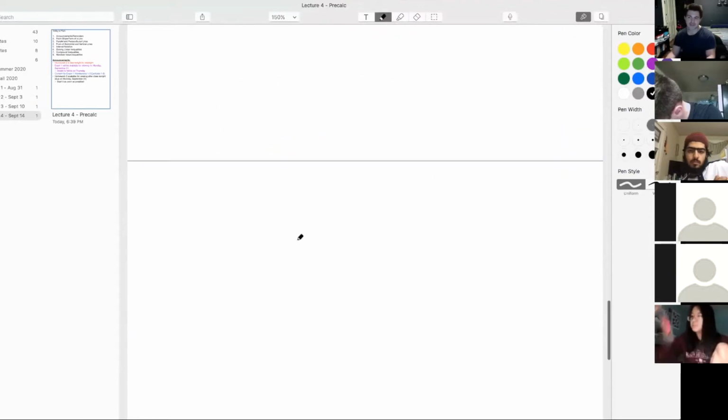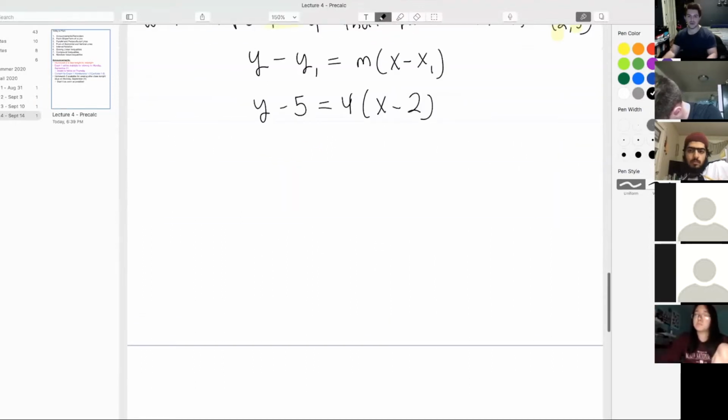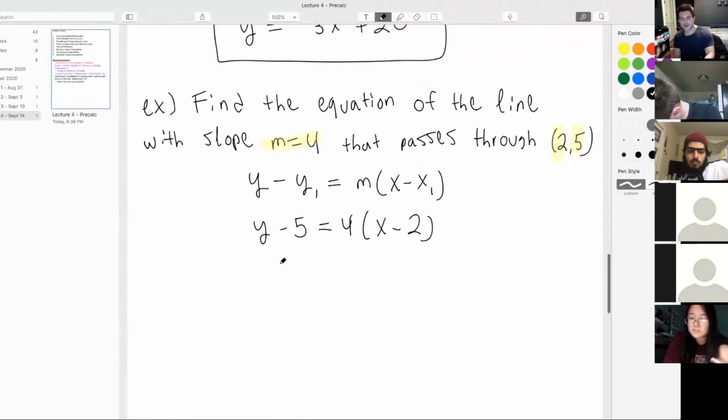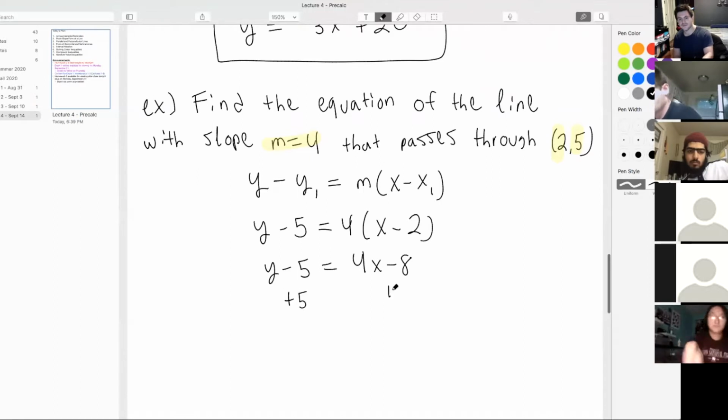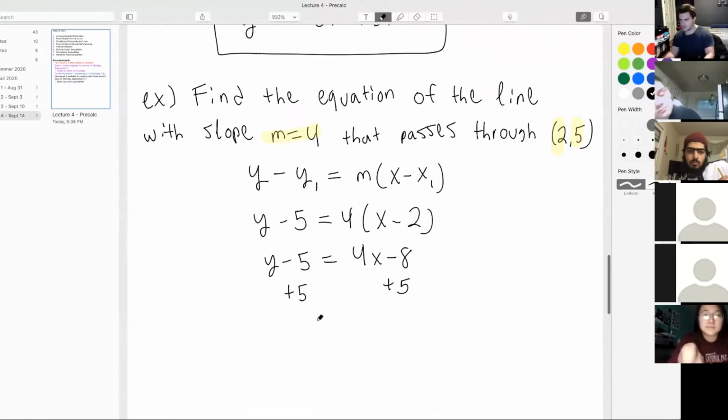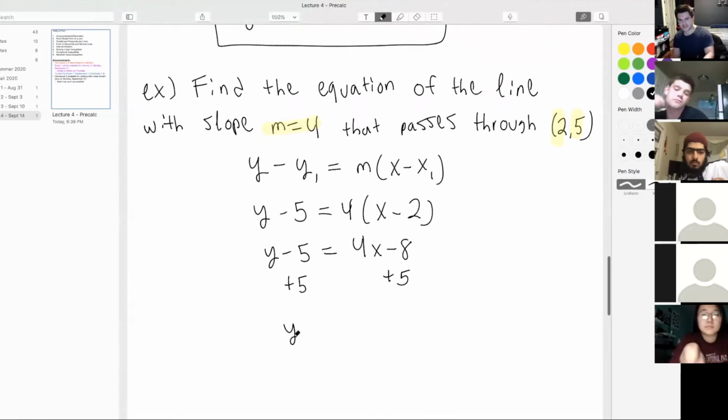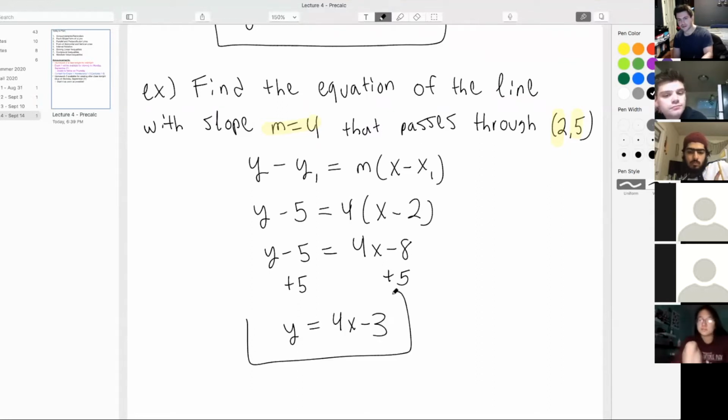All right, and now I just need to put this into, hold on, sorry. Yeah, so now I just need to put this into y equals mx plus b form, okay? So this will be y minus 5. I'm going to distribute the 4. So it'll be 4x minus 8, and then I'll add 5 to both sides. Okay, so final answer is y equals 4x minus 3.